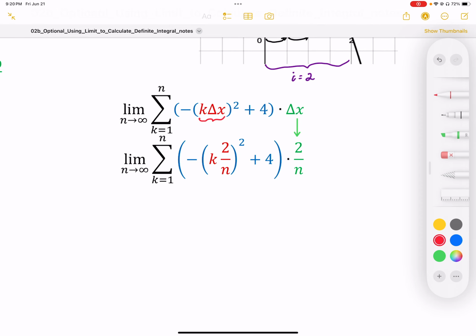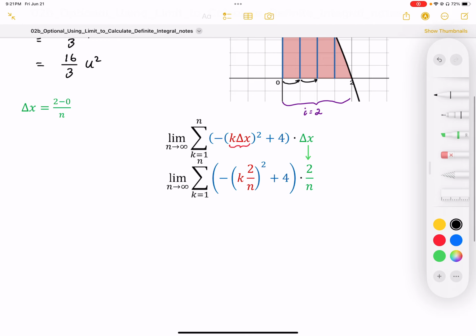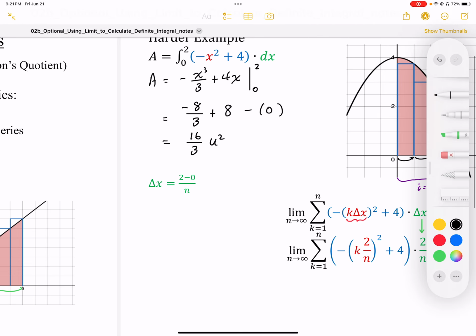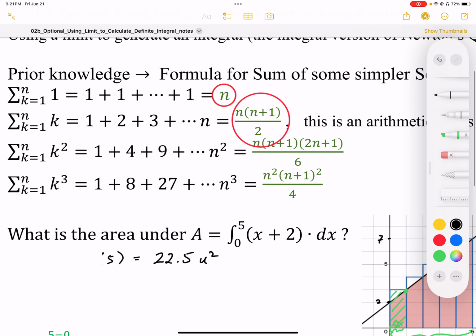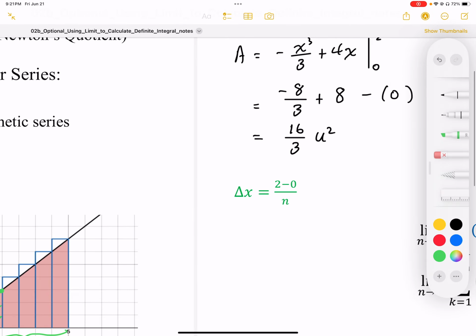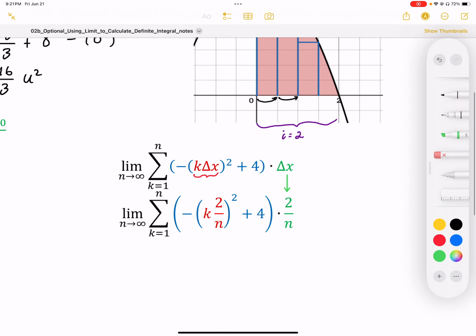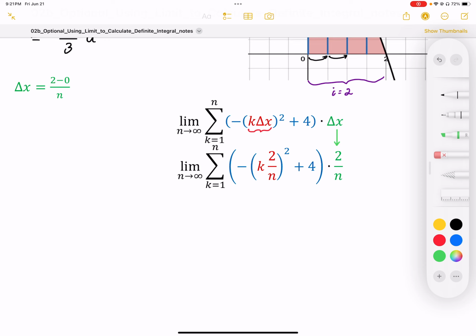Okay, so to do this, again, I need to simplify this expression a little bit, and I need to tease out some parts. And again, I'm going to go back to those formulas. I'm going to have to rely on these formulas to be able to evaluate this limit. And this is, again, the long way of doing things. So we generally will not do this. In fact, it's hard to do for other examples other than these more basic ones.